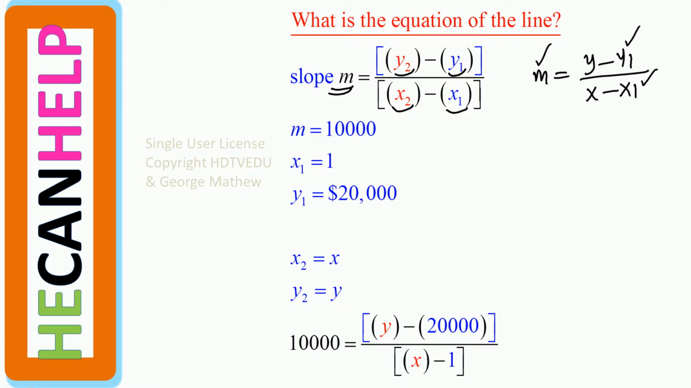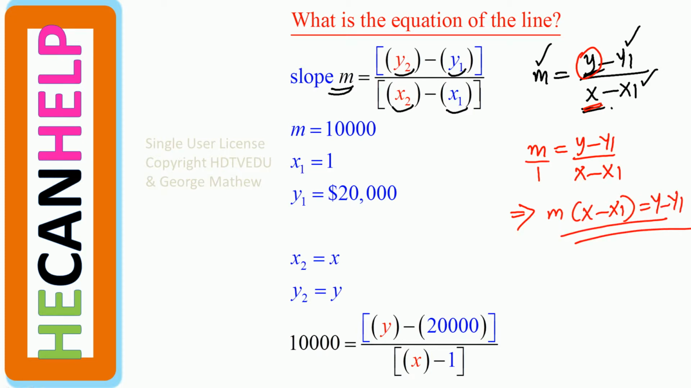And now it'll be easy for us to substitute x or y or whatever is given. Fortunately, we are given y. We are given y because we are told that y is $100,000, right? Question is, which year? That means what? X. So that's what I will do. So m is equal to y minus y1 over x minus x1. From that, I cross multiply. M is the same as m over 1. So m times x minus x1 is equal to y minus y1. So that's what I did here.